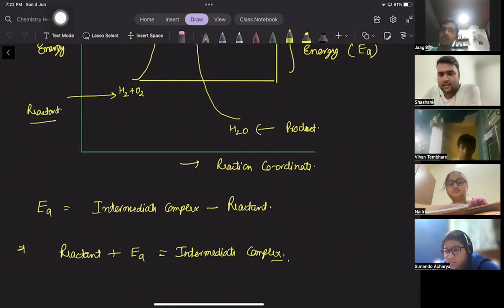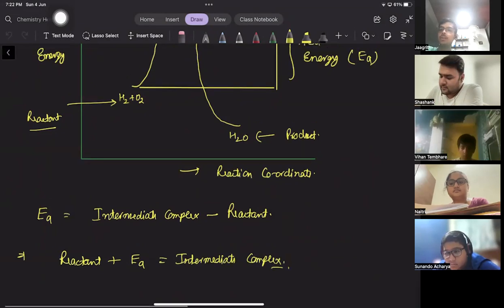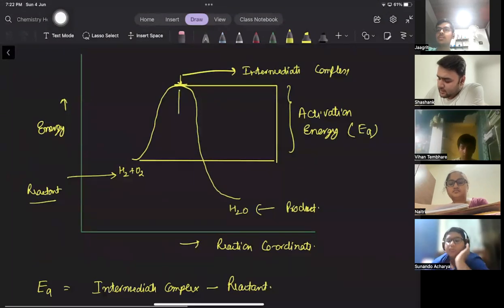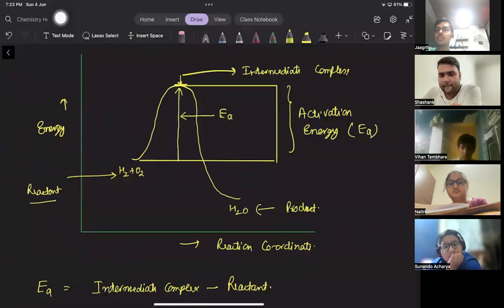Jagrat has raised hand again. Yes, Jagrat. The peak in the intermediate complex, so that energy peak is the energy required to break bonds, or it is something else? I'll show you. This is the EA, from the level of reactant till this point is your EA. I tried doing it via the fancy tools, but I think that didn't work out. Make sense? Yes, sir. All right.